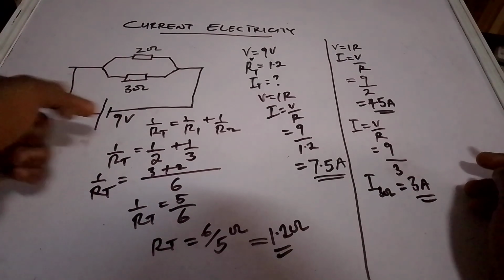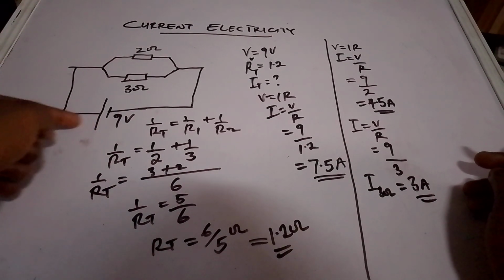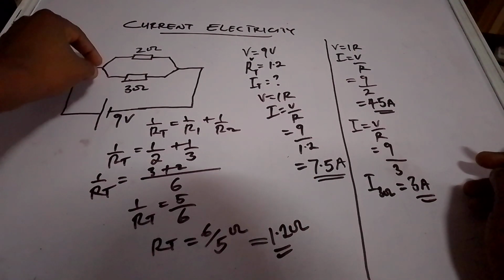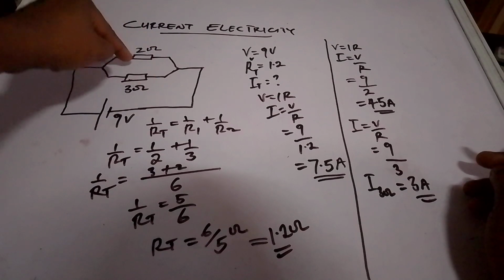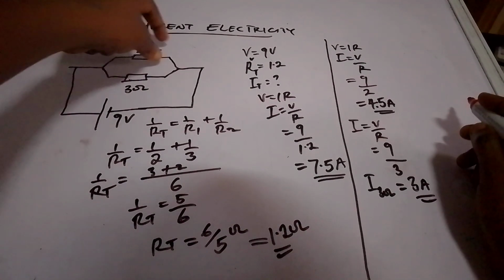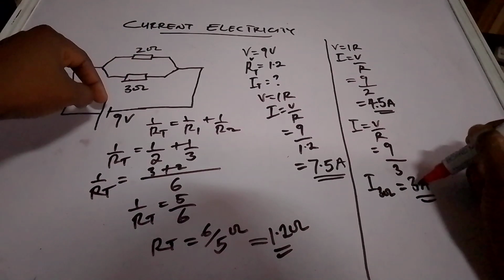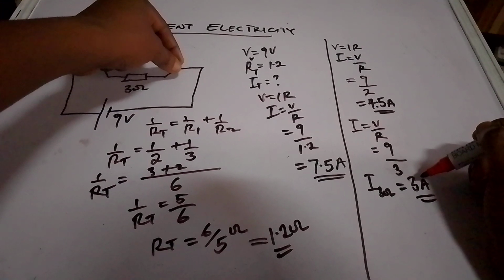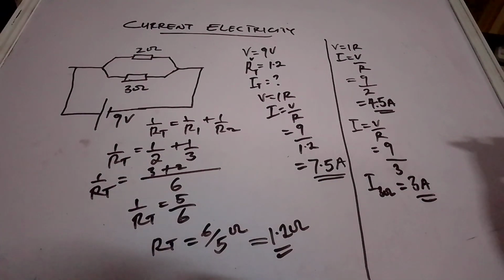By the time you discover that when current flows from the source, the total current that flows from the source is 7.5. But when the current gets to this point, it splits into 2. And how does it split into 2? If you check it, 4.5 flows through 2 ohms, while 3 ampere flows through 3 ohms. Then it comes back again, it becomes 7.5, and the circuit continues like that.